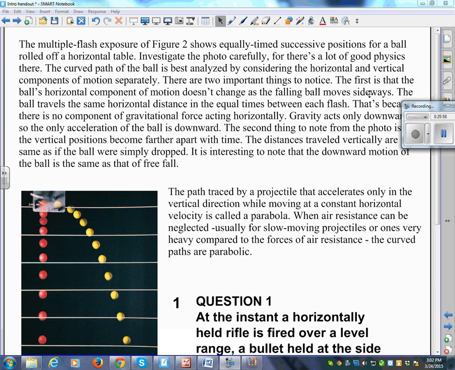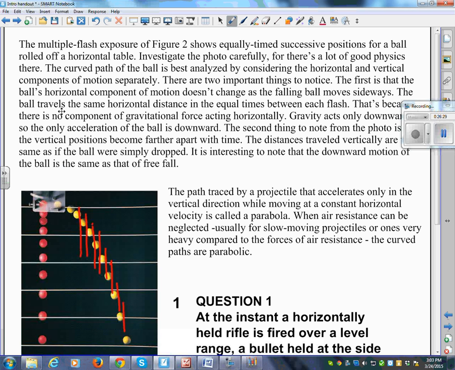Now, you can't see it, but if I draw lines like this, I'm going to draw them at the front of the ball. Those lines, oh, I didn't draw it very straight. Those lines are the same distance apart. How come? Because the horizontal doesn't change. There is no gravity acting horizontally. Okay? So the ball's horizontal component doesn't change.